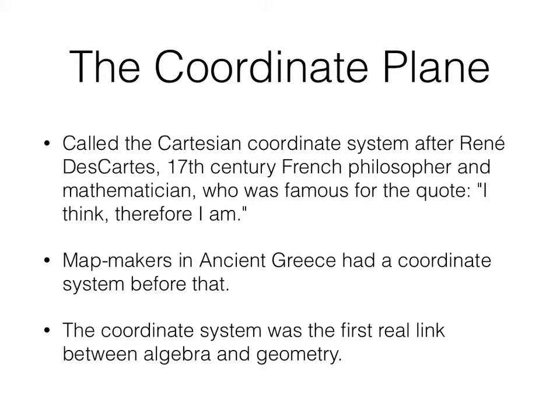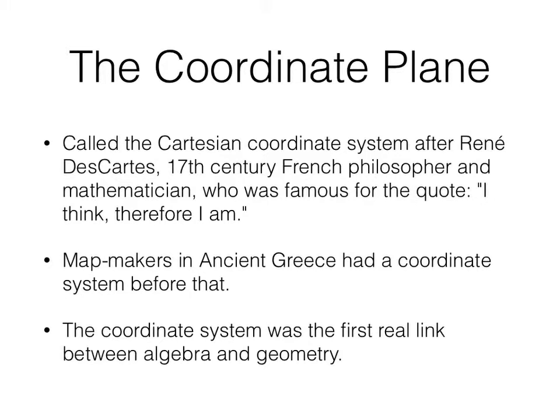Okay, the coordinate plane is called the Cartesian coordinate system after a man named René Descartes. And you would have an extra E here if this was a female name, Renée in French, or René if you want to make sure that you pronounce it correctly. And Descartes, I do love my French pronunciation. He was a 17th century French philosopher and mathematician. He was famous for the quote, "I think, therefore I am."